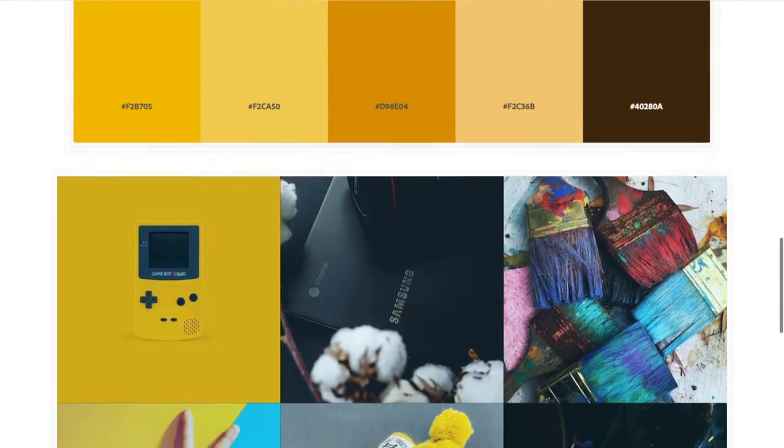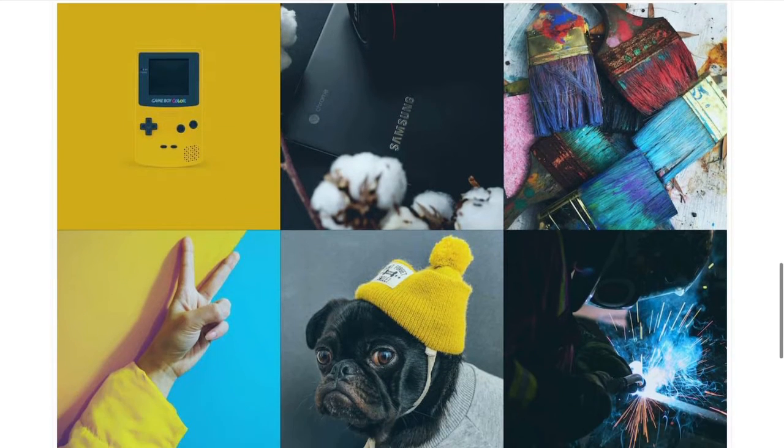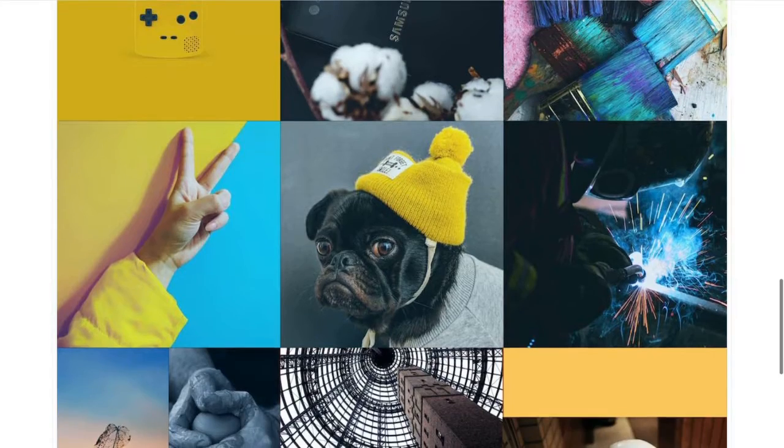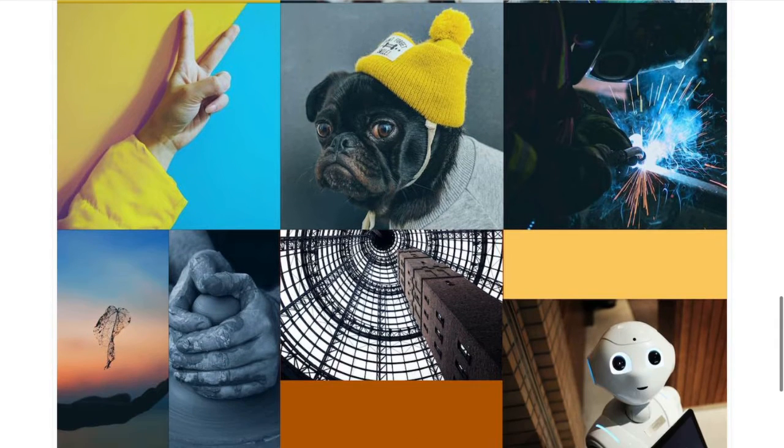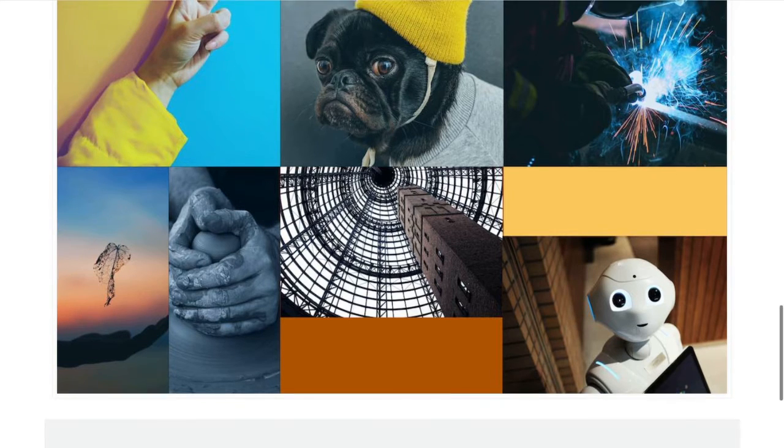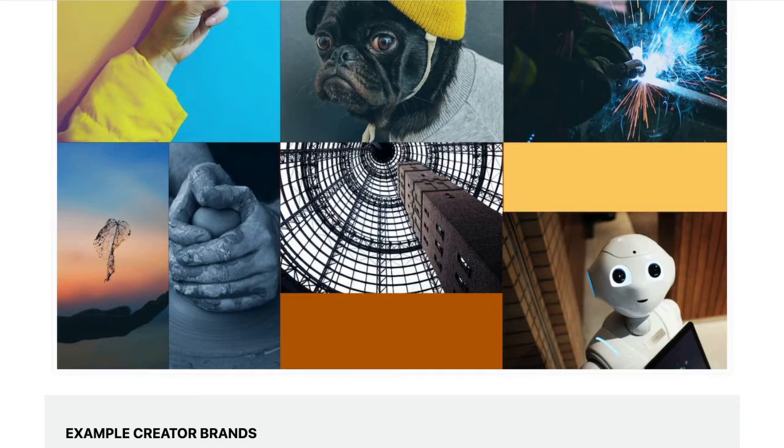In terms of visual imagery, you've got creativity, you've got yellow, of course, but you've also got whimsical. Look at the pug with the cap, right, with the hat. You also got creativity going, artisan, artistic, and so on. Something that is different, something that moves out of the usual trend.